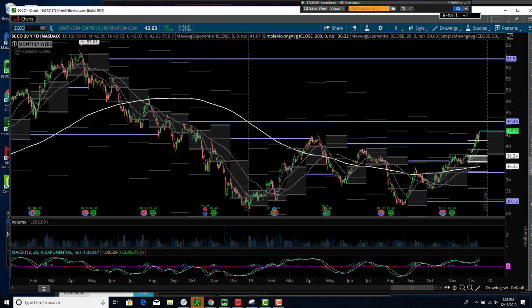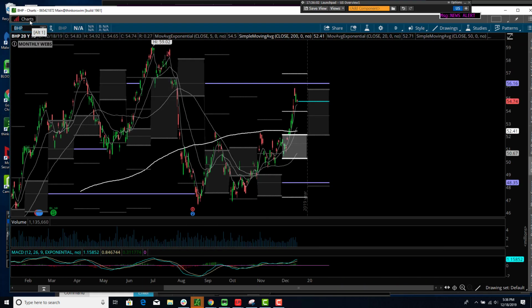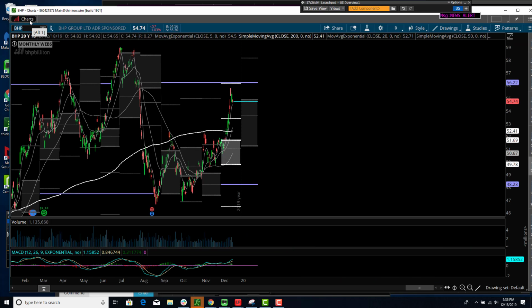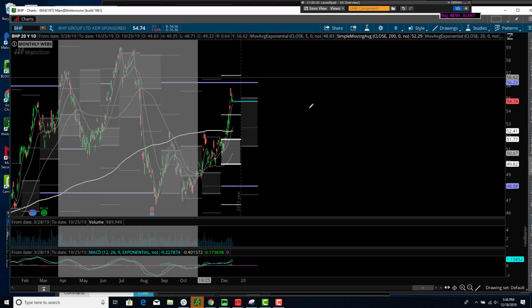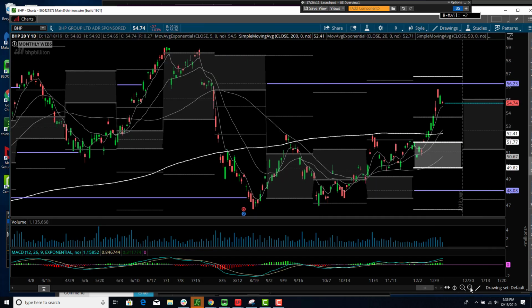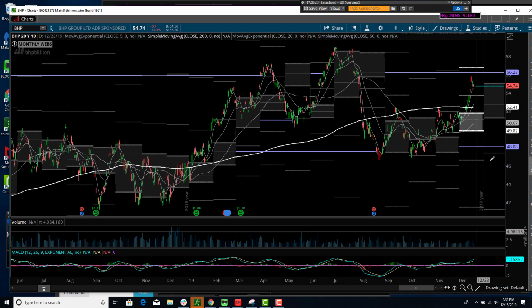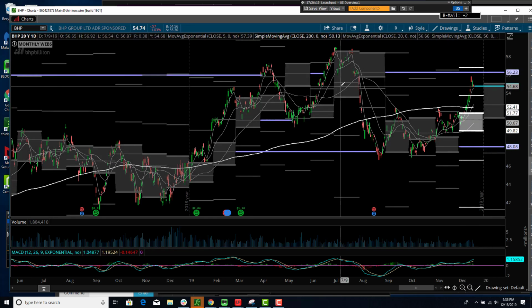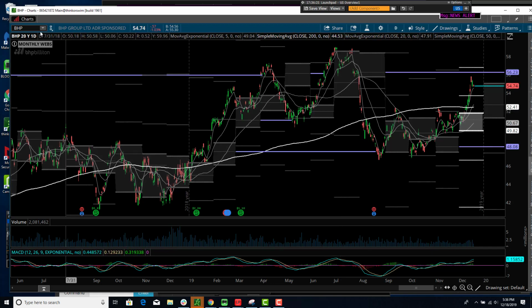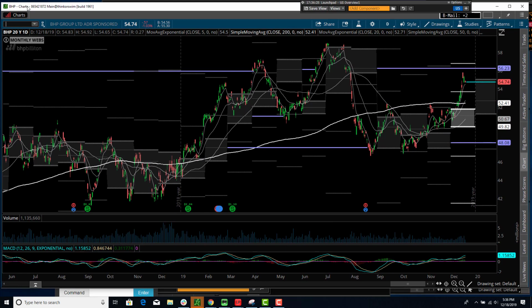BHP is a name that's a little more diverse than just copper. It's a miner, but it also does a lot with steel. This was a real nice swing trade that I put on. I'm not in this one anymore. I took profits when it got very close to this virgin point of control, which is where I wanted to take profits. So I think it would be pretty cool if these names do consolidate.